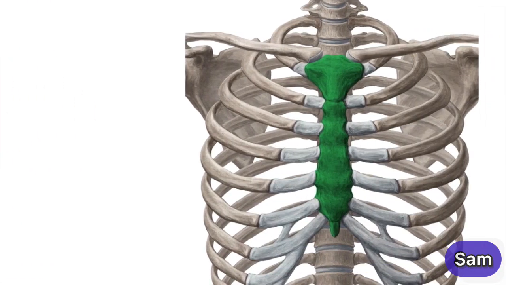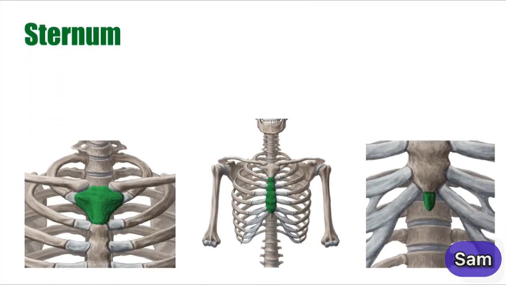Starting from the anterior view, we will first discuss the sternum. This is a flat bone that consists of three parts. From the superior to inferior, the parts are the manubrium, the body, and the xiphoid process.